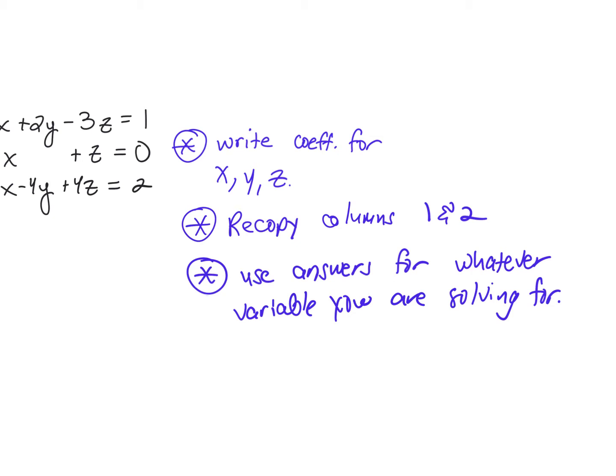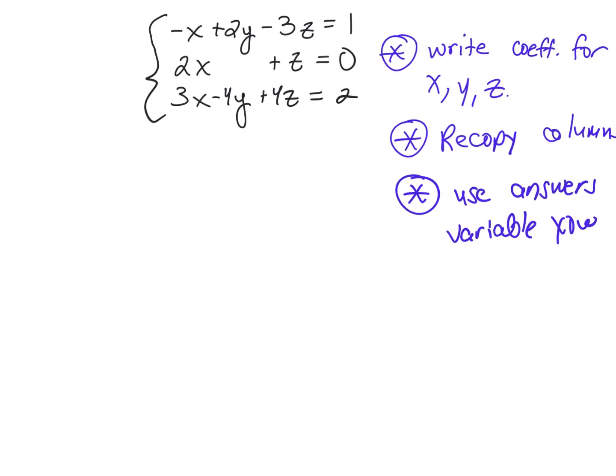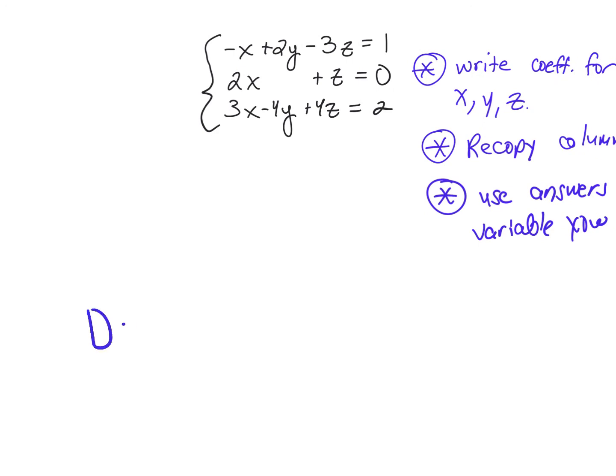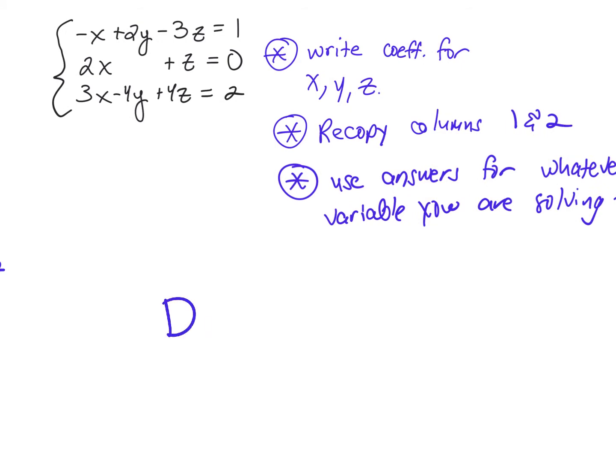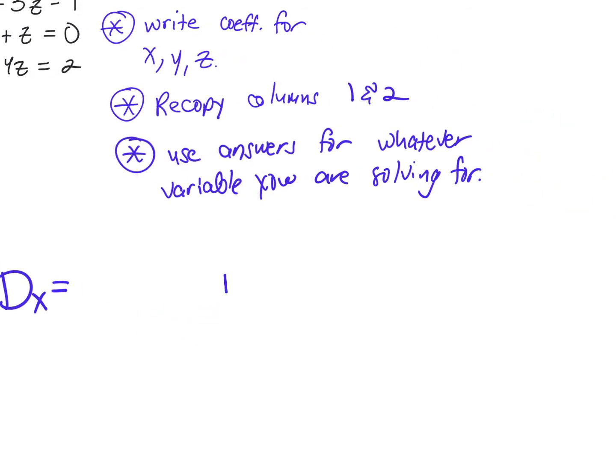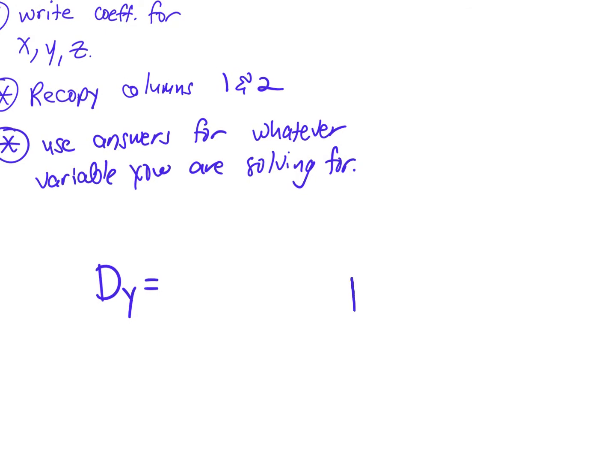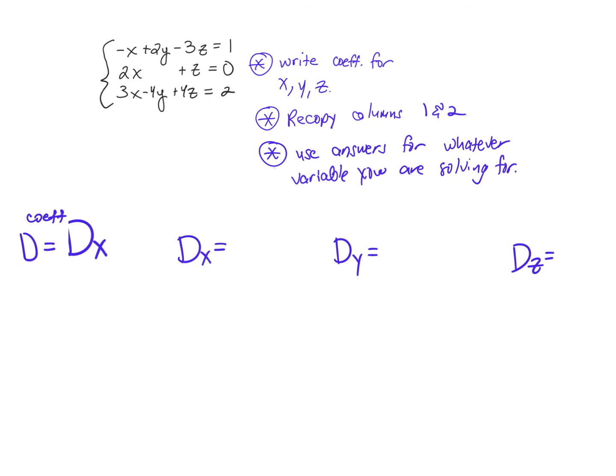We'll go over this in a second, but in this case, we're going to find our determinant, D. Then we're going to find D sub x, D sub y, D sub z. You guys with me? So the first thing you're going to do is write the coefficients for x, y, and z. Then you have to recopy the first 2 columns. So we're going to find 4 determinants: D, which is our coefficients, D sub x, D sub y, and D sub z. Once we find that, we'll be able to get our ordered triples.